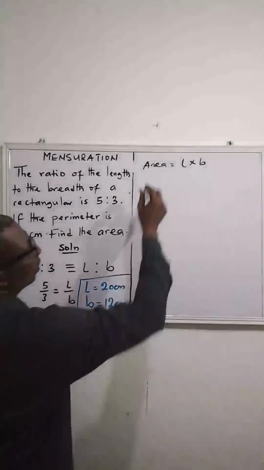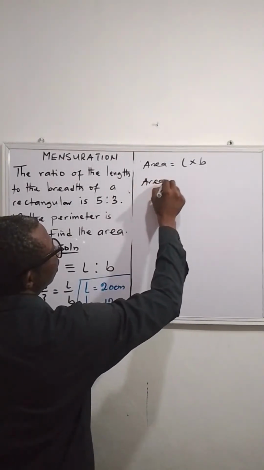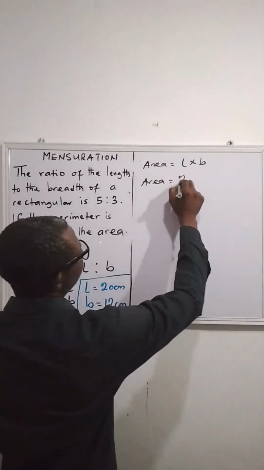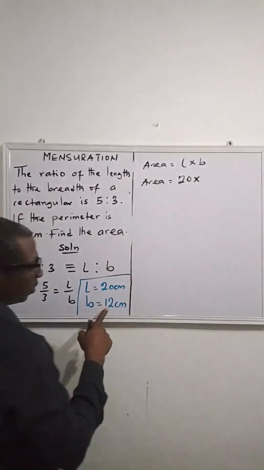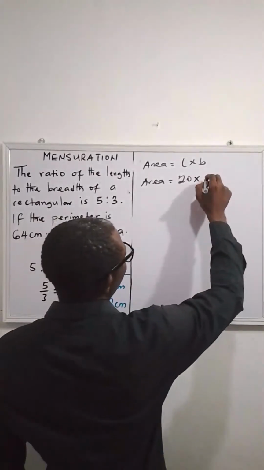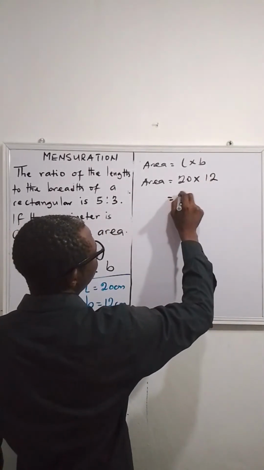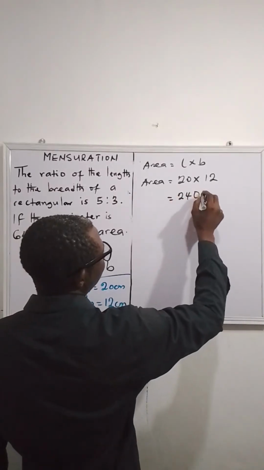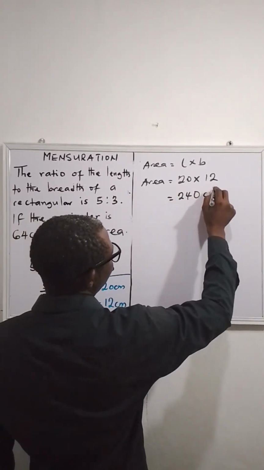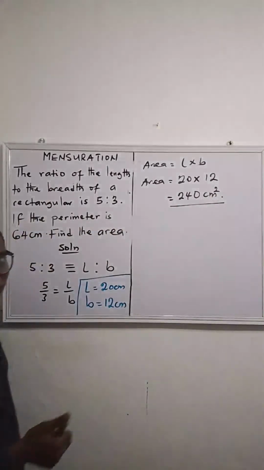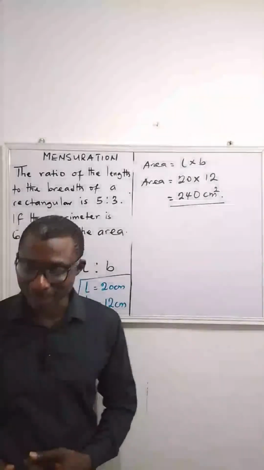Okay, so area equals, now the length is 20 centimeters. We have 20 times the breadth, which is 12. So we have 12. So therefore the answer now is going to be 240 centimeter square. So this is going to be the answer to the problem. All right, I hope you all understand that.